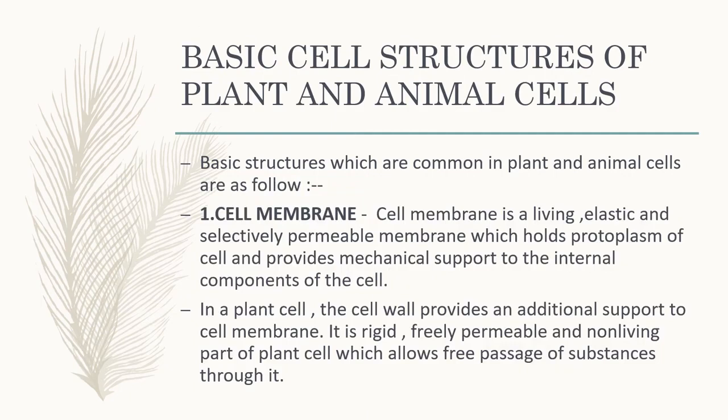Now we will take the basic cell structures of plant and animal cells. Basic structures which are common in plant and animal cells are as follows. Cell membrane. Cell membrane is a living, elastic and selectively permeable membrane which holds the protoplasm of the cell and provides mechanical support to the internal components of the cell.